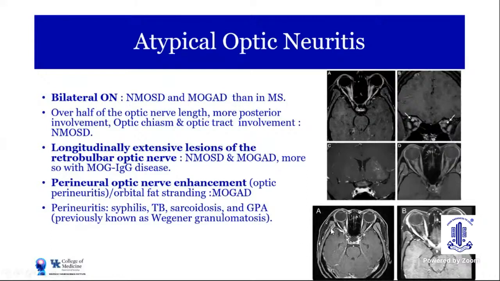MRI can give you a lot of clues. So if you have a bilateral optic neuritis, which is longitudinally extensive, involving both extensive retrobulbar optic nerves, that can be NMO or MOG, usually MOG. If you have more than 50% of the retrobulbar optic nerve involvement, more posterior involvement of the optic chiasm or the tract, think about NMO. If you have a perineural enhancement and orbital fat stranding, that can be MOG. But in perineuritis, you also have to think about syphilis, and of course in India you have to think about TB.